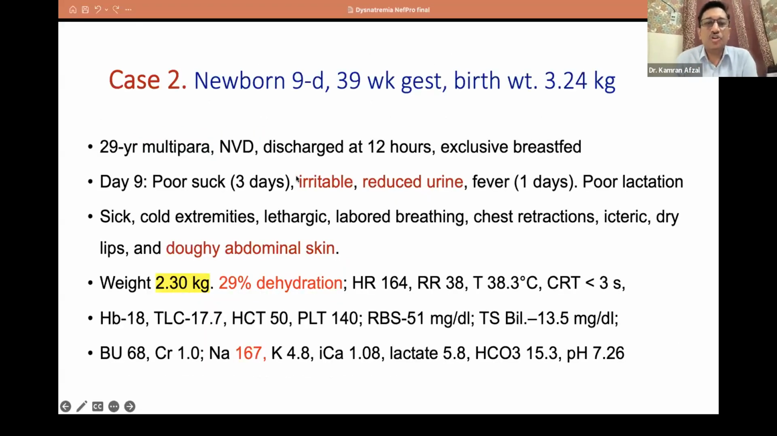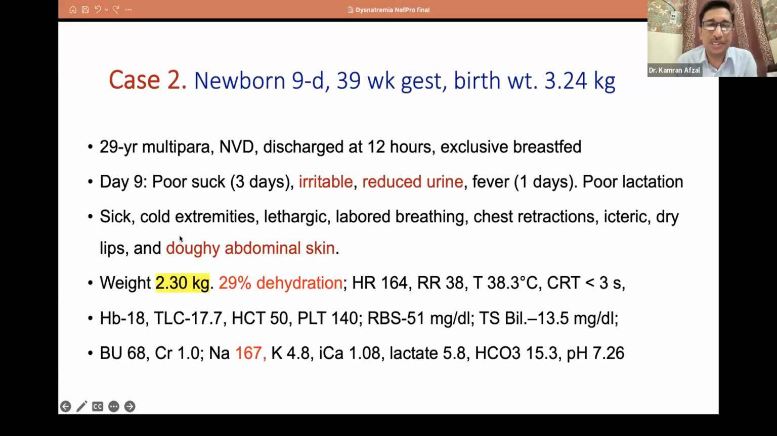Now, here you have a newborn who is a 9-day-old. He's a 39-week gestation with a birth weight of 3.24 kg. Born normally and discharged after 12 hours. He was exclusively breastfed, and he reported back on day 9 with history of poor feeding, irritability, and decreased urine volume. The mother gave a history of poor lactation. The baby was sick with cold extremities, lethargic, with labored breathing and chest retractions.